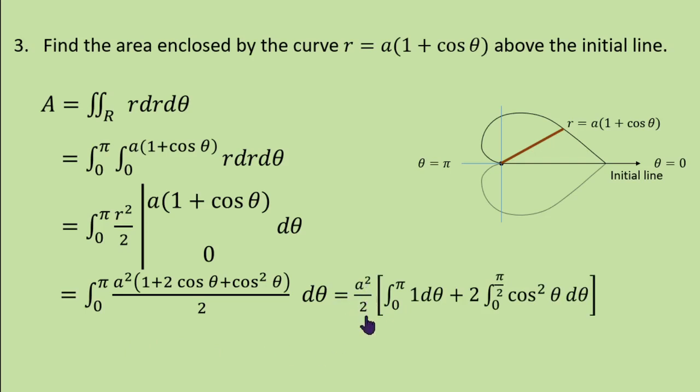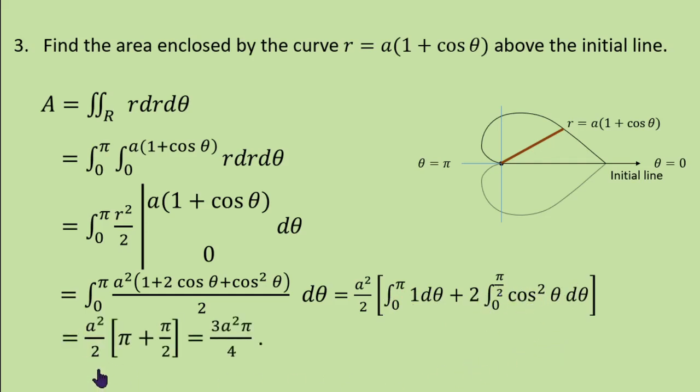Therefore a square by 2 into a square by 2, the constant term is taken outside, integrate 1 with respect to theta, so integral from 0 to pi by 2 of 1 d theta, and cos square theta from 0 to pi is nothing but 2 times the integral from 0 to pi by 2 of cos square theta d theta. The integral of 1 is theta, upper limit is pi. Therefore this integral is pi, and this one, using the reduction formula, becomes pi by 4, cancel 2, so pi by 2.